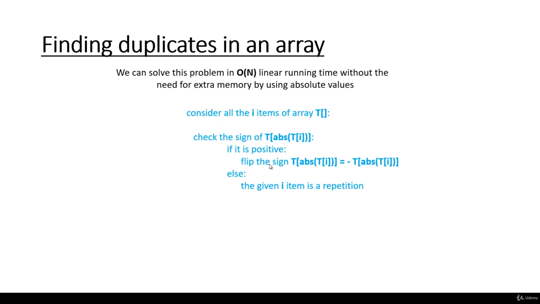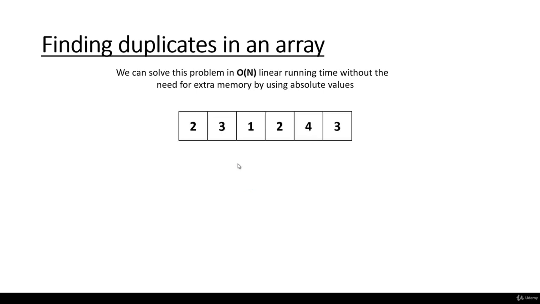And basically we just have to check the sign. If the sign is positive, then we have to flip the sign. Of course, we just have to negate this entity. Otherwise, if the sign is negative because we have already flipped the sign earlier in one of the previous iterations, it means that the given item with index i is a repetition. So basically, that's all about the algorithm. Let's take a look at a concrete example.